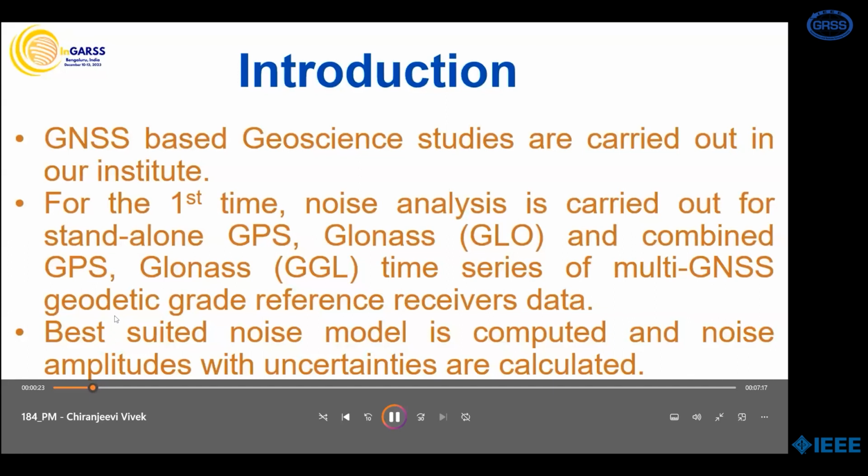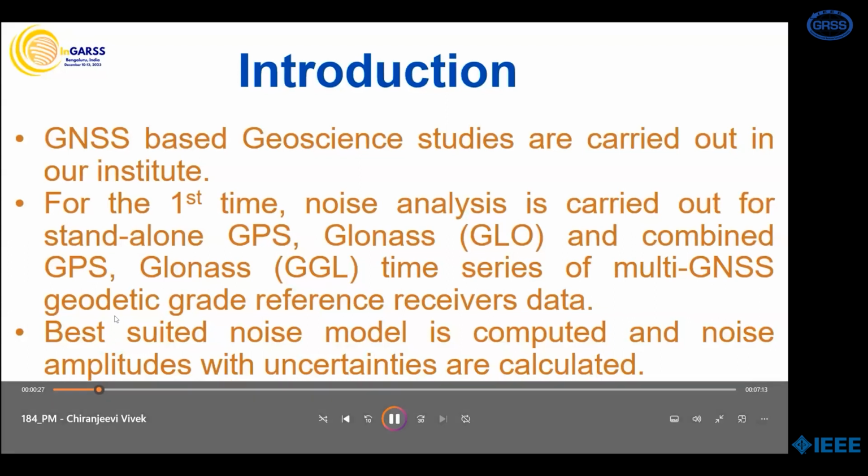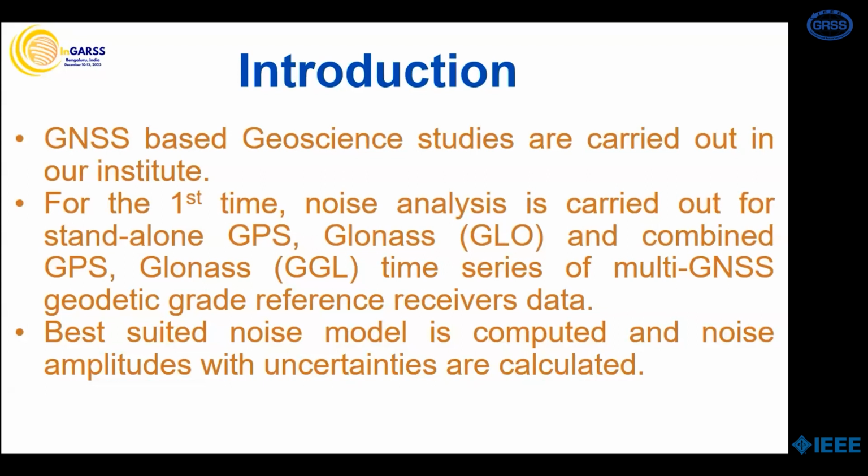Basically, in CSR4PI, we are doing research in the fields of crustal deformation, precipitable water vapor, and ionosphere using GNSS, that is Global Navigation Satellite System. For the first time, a comprehensive noise analysis is carried out using only GPS, GLONASS, and combined time series. Using multi-GNSS geodetic grade reference receiver data, the best suited noise model is computed and the noise amplitudes with uncertainties are calculated in this paper.